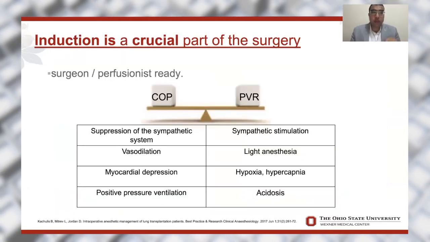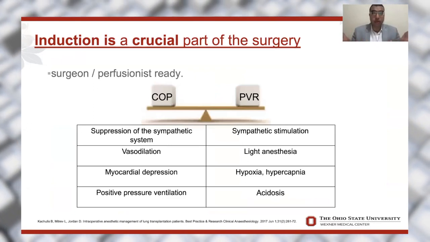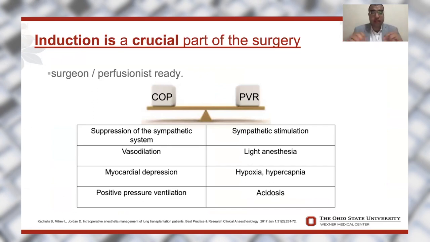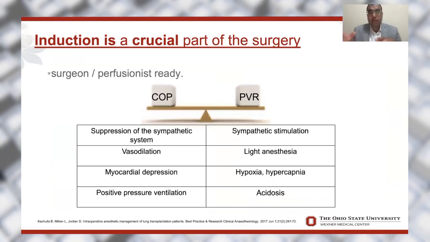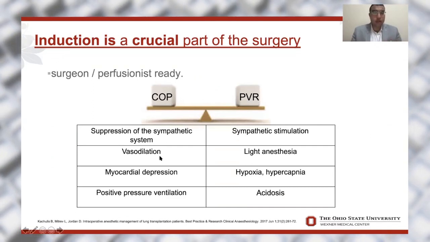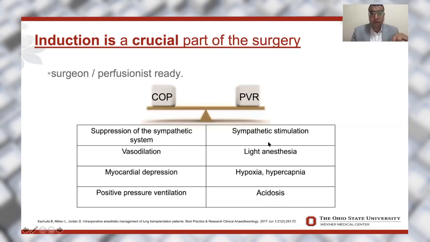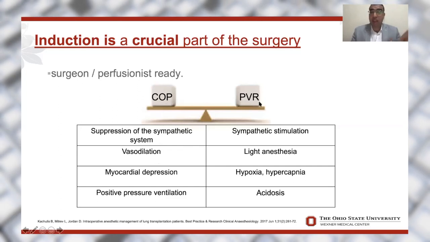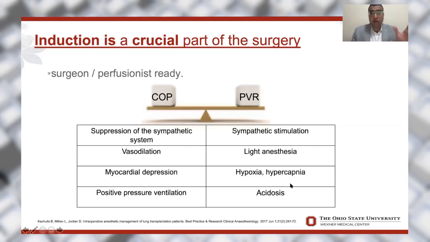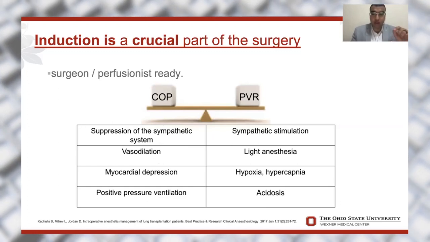Induction of anesthesia is a very crucial part of this surgery, so please make your surgeon and perfusionist ready in the room. Why is it crucial? Because everything we give will decrease the cardiac output and, to some extent, increase the pulmonary vascular resistance. Suppression of the sympathetic system, vasodilation, and all these postulated mechanisms will decrease the cardiac output. Number two, increasing the pulmonary vascular resistance will affect the RV again. If there is light anesthesia, hypoxia, hypercarbia, and acidosis will increase the pulmonary vascular resistance and cause RV dysfunction.